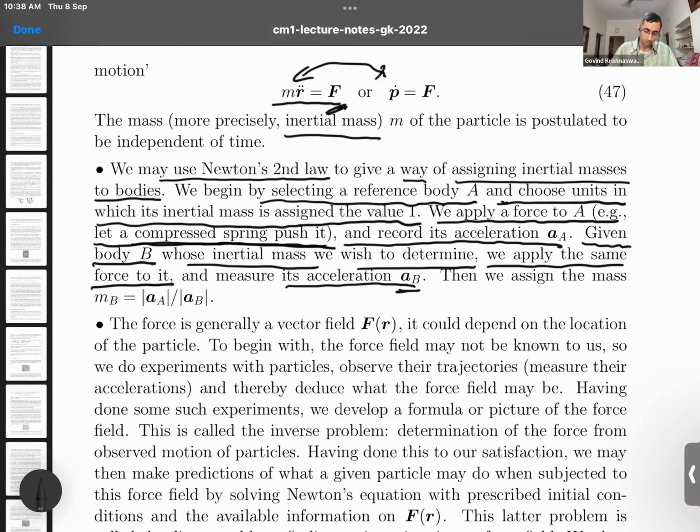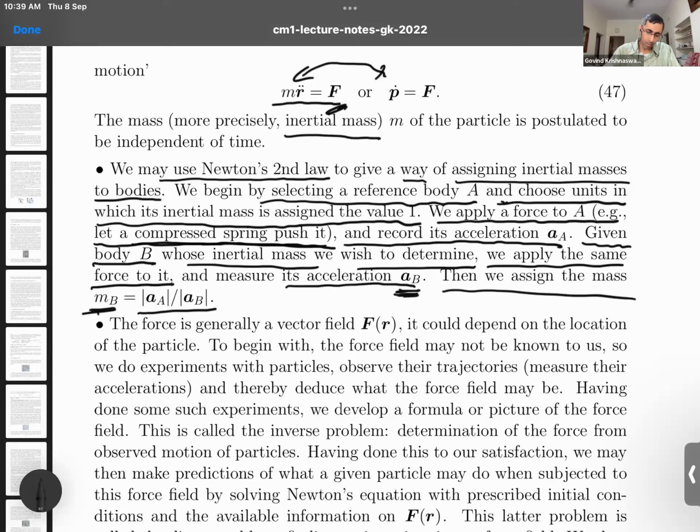All right. So far we have taken a reference body and assigned inertial mass 1 to it. Now we have taken another body whose mass we wish to determine, and found its acceleration AB subject to the same force. Then we use Newton's second law to assign the mass MB equal to the magnitude of AA upon the magnitude of AB. Okay, so this is the key step.